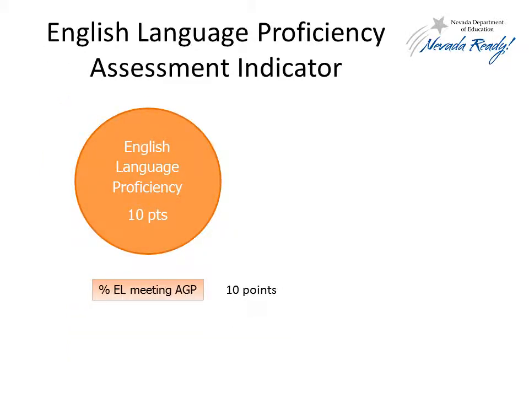All students identified as English language learners by the WIDA screener will participate in the WIDA Access assessment. Schools earn points based upon the percentage of those students meeting their adequate growth percentile. Be sure to check out the components presentation in this series for a closer look at the assessments that are part of the performance framework.